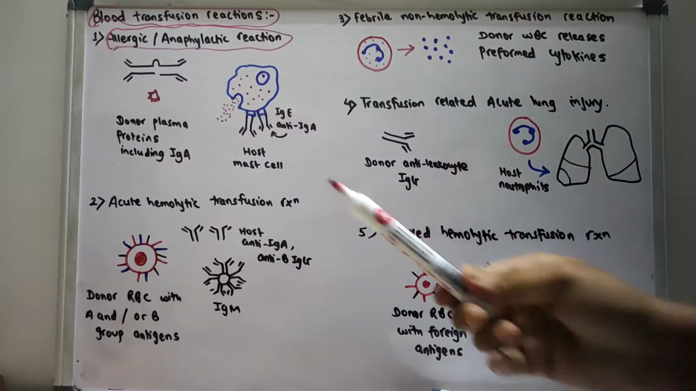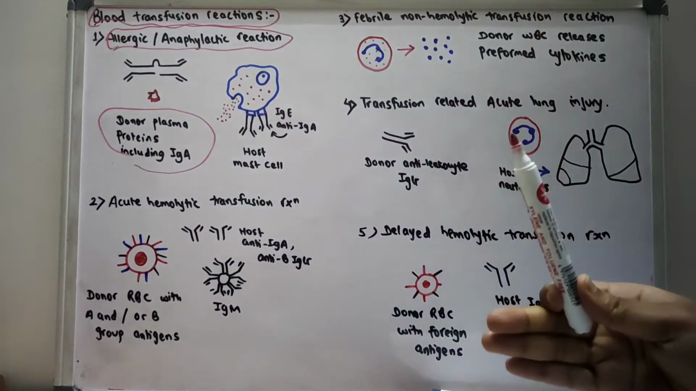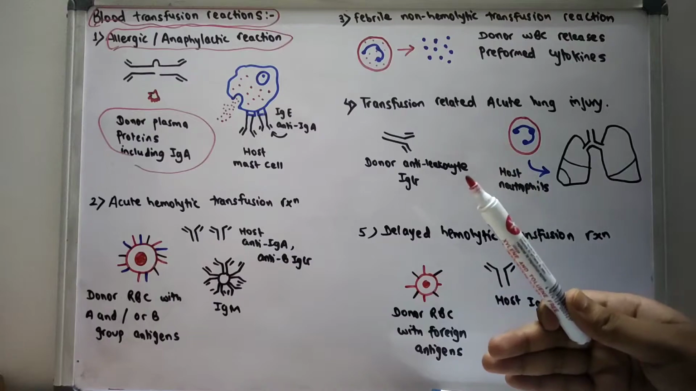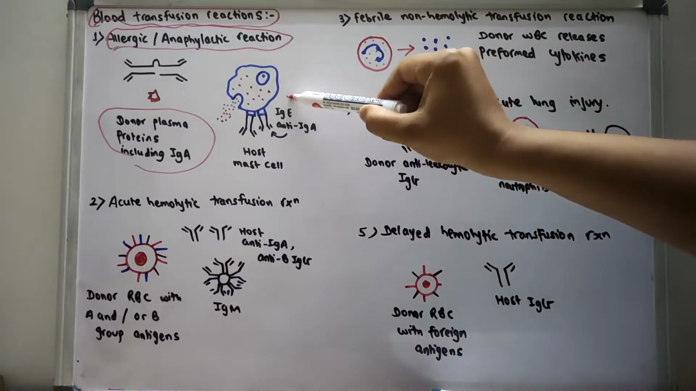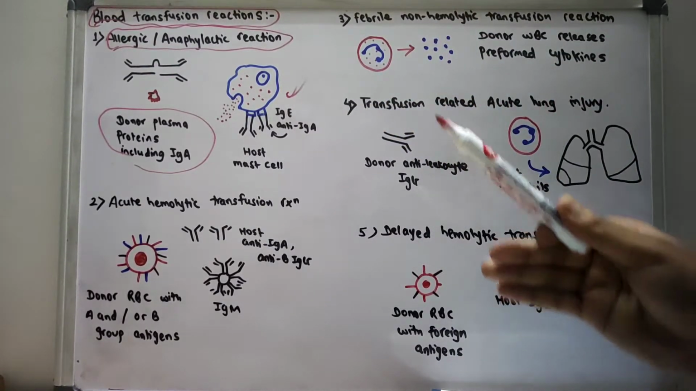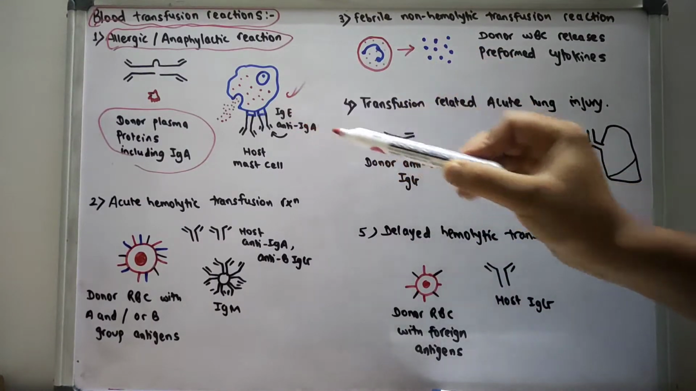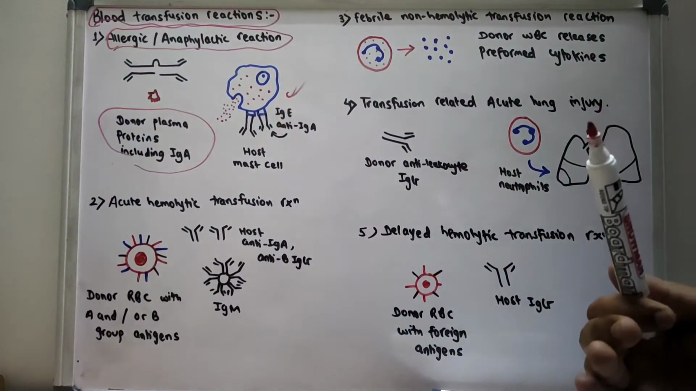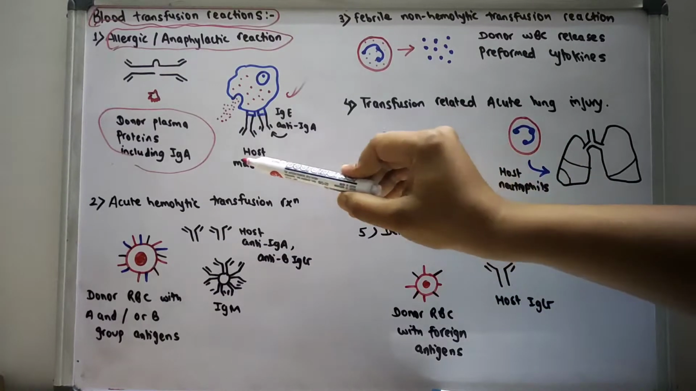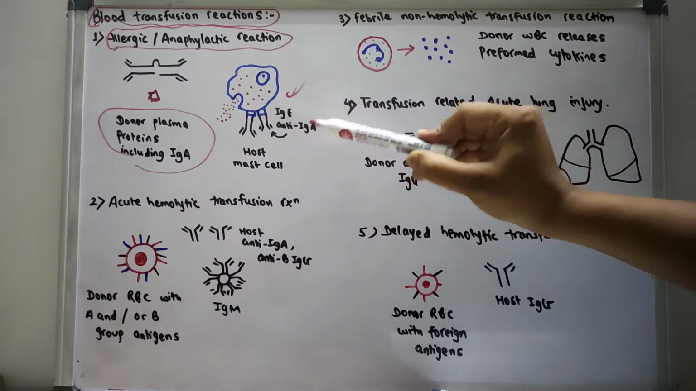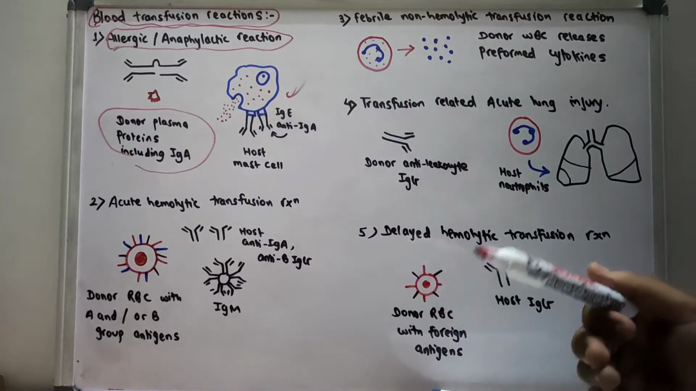So you have to know that the donor plasma proteins, including the IgA, are present in the donor blood during transfusion, and in the host there is IgE, which is the anti-IgA, situated on the host mast cell. So whenever there is acceptance of the blood from the donor, then due to the presence of the IgE, that is anti-IgA, there is degranulation of the mast cell. Due to this degranulation of the mast cell, various symptoms occur.